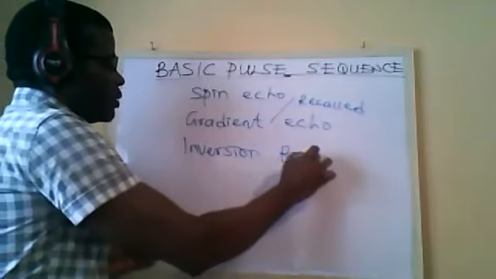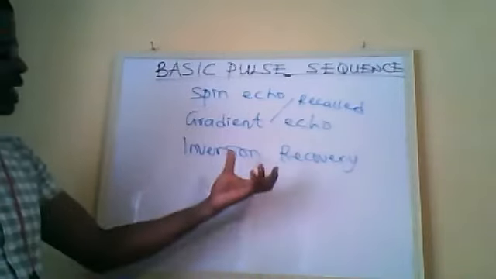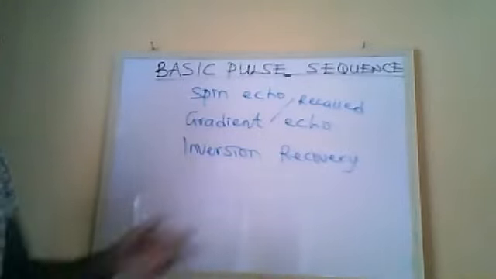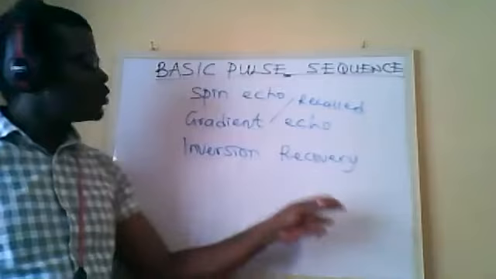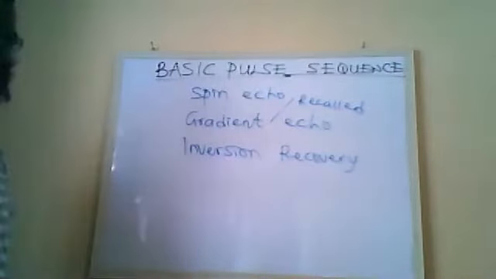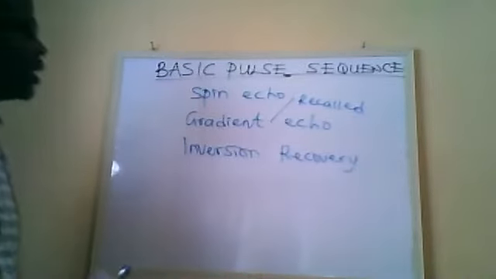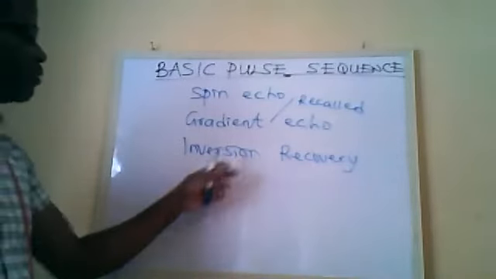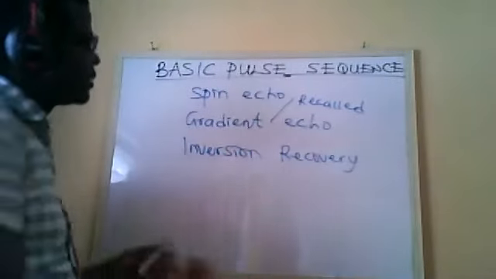Inversion recovery, like I said before, is not a new pulse sequence, so to say. It is derivable. You can apply inversion recovery to spin echo. You can also apply it to gradient echo. But be that as it may, we are going to look at these three major pulse sequences because everything we do in MRI depends on these pulse sequences.